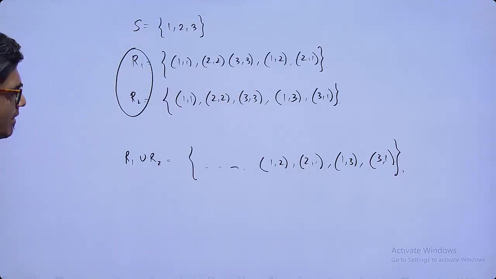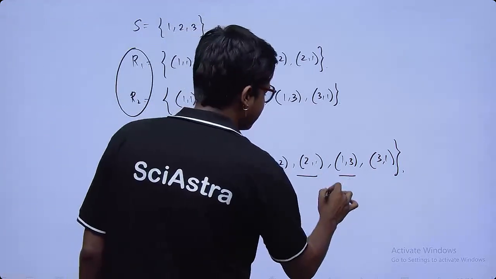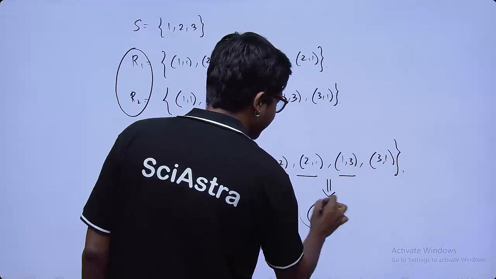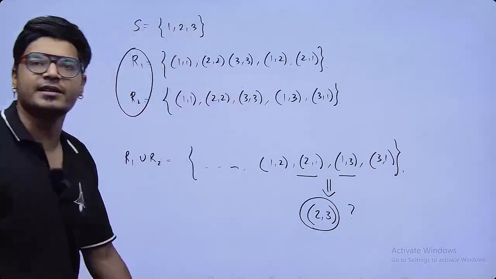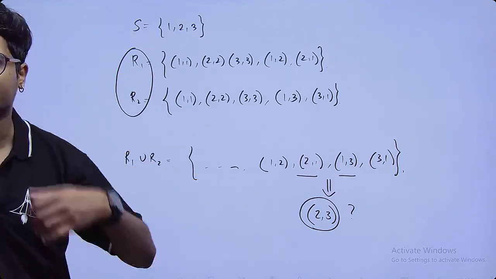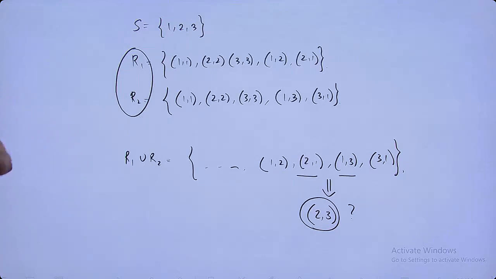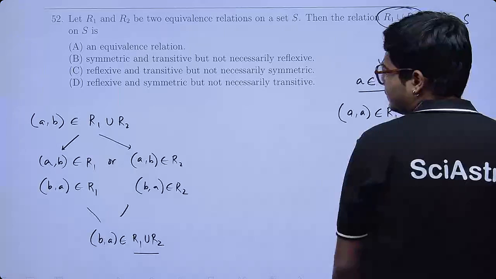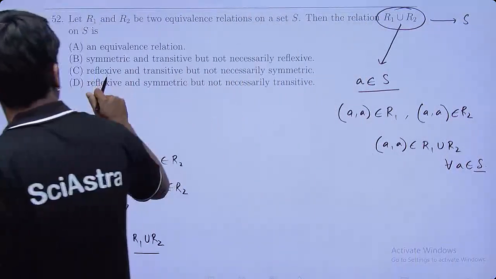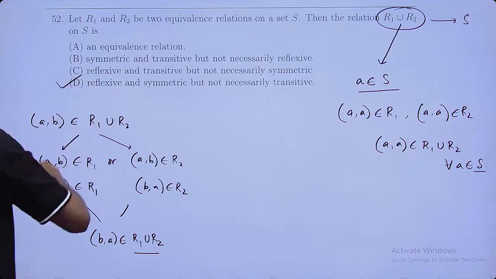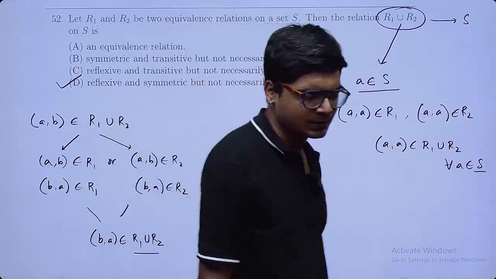Now see, (2,1) lies, (1,3) lies. If it had been a transitive relation, you wanted (2,3) to be present as well, right? But (2,3) is not present in this, right? So this is an obvious example where R1 and R2 are equivalence relations, but R1 union R2 is not. So it can't be an equivalence relation. So it's reflexive and symmetric, but not transitive. So option D. Okay? Cool.